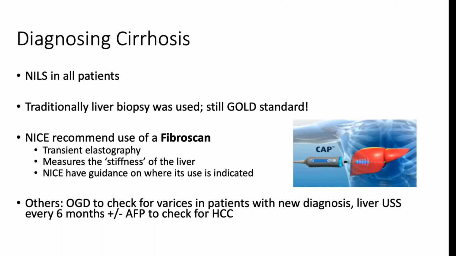And then some other investigations for cirrhosis or monitoring these patients. You should do an OGD to check for varices in patients with a new diagnosis, simply because if these varices start bleeding, the mortality is very high. They should have a liver ultrasound every 6 months with or without an AFP to check for hepatocellular carcinoma as well.